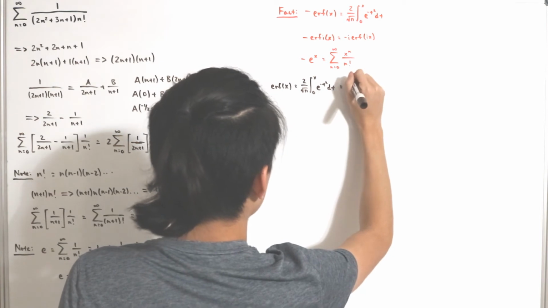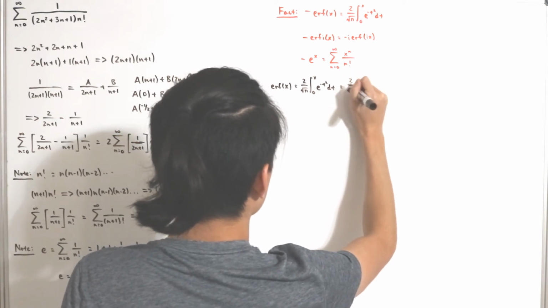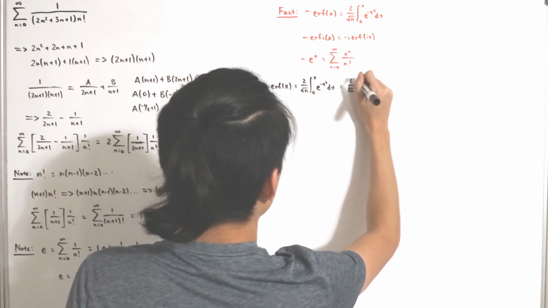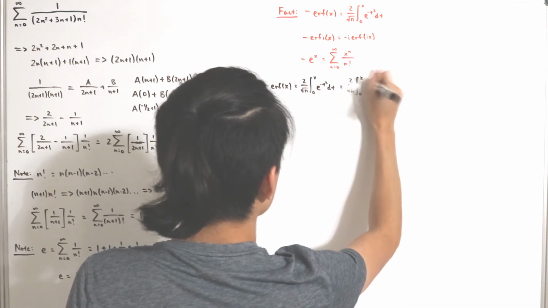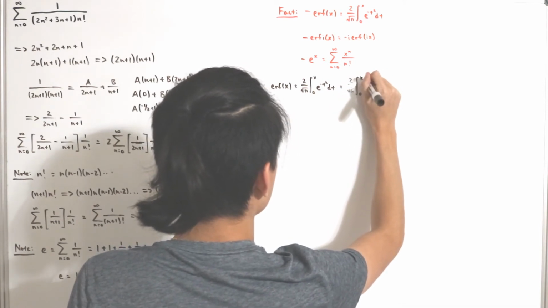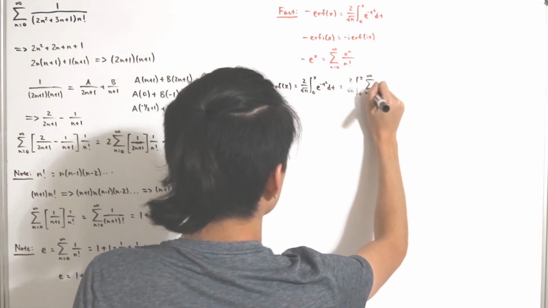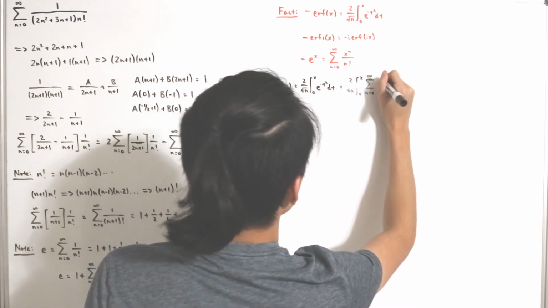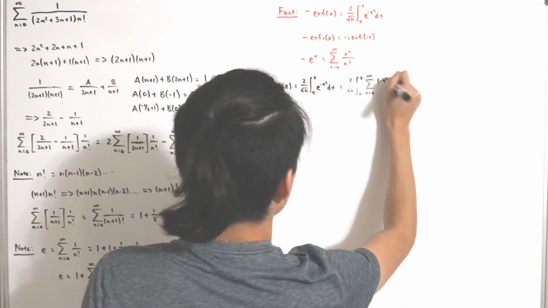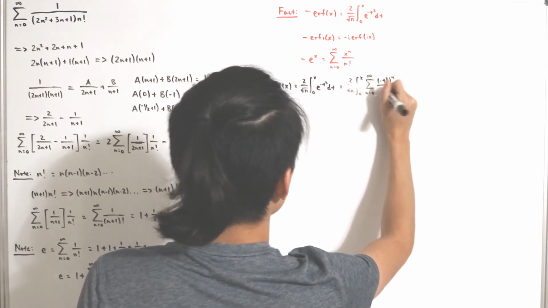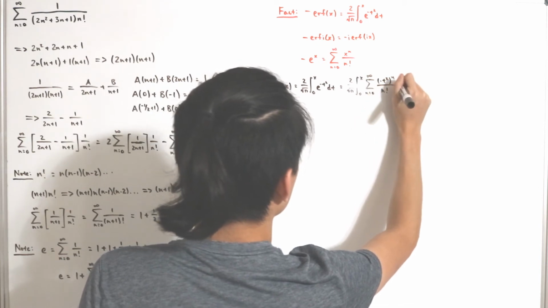So this is 2 divided by square root of pi times the integral from 0 to x of this infinite series, well, the Taylor series, the sum from n equals 0 of negative t squared to the n divided by n factorial dt.